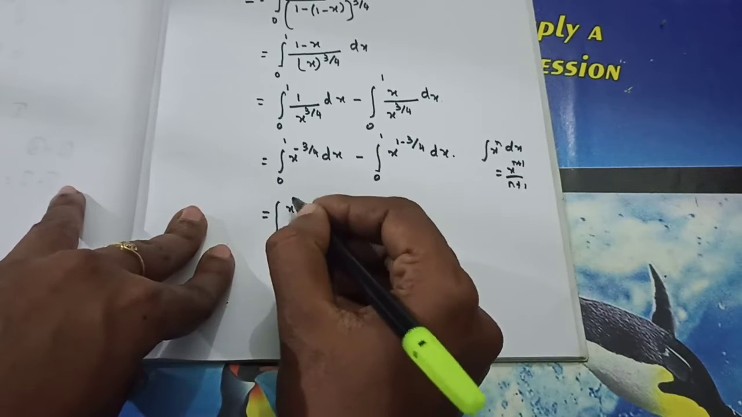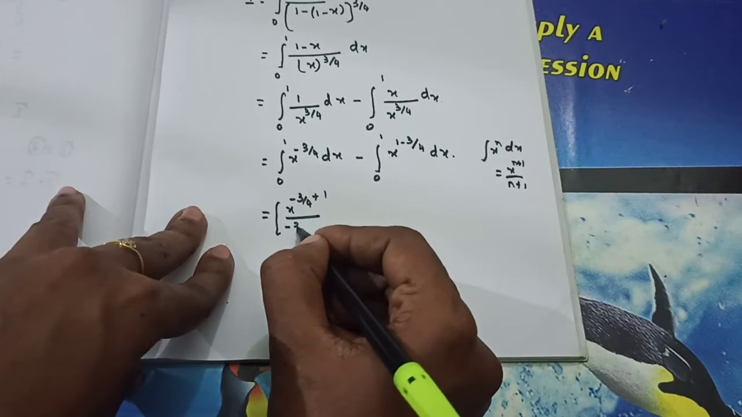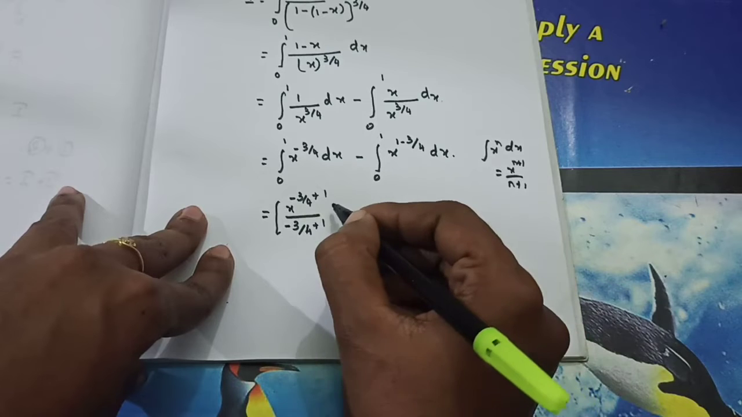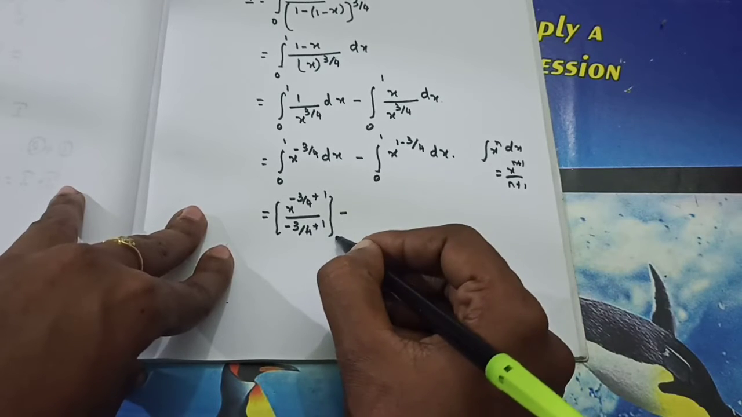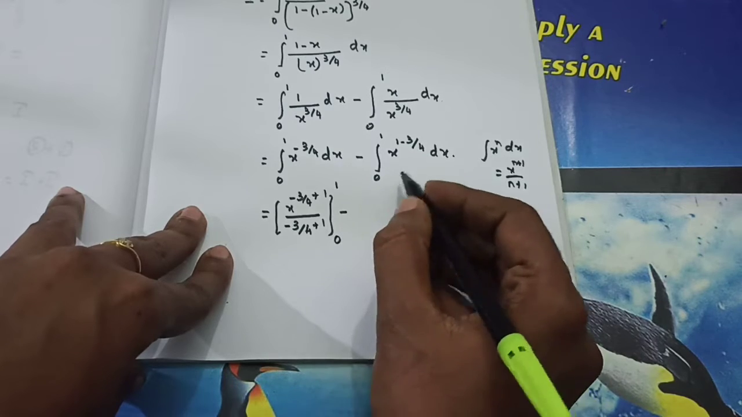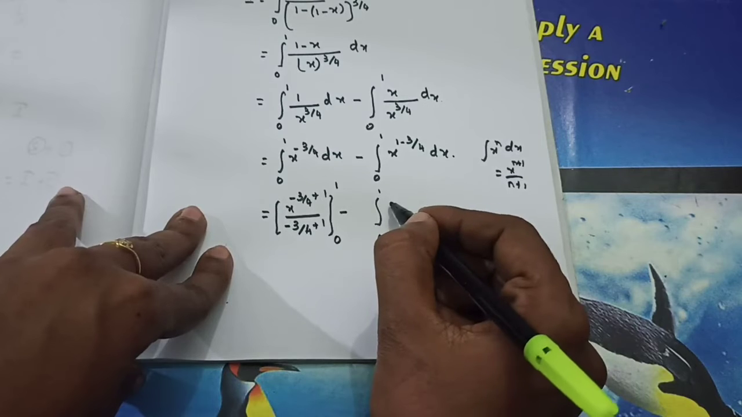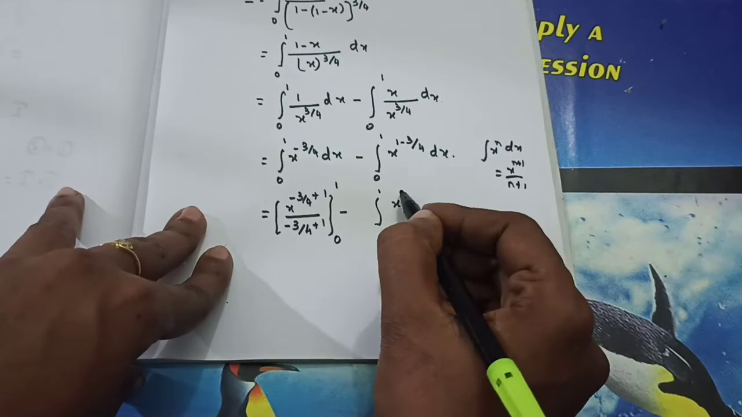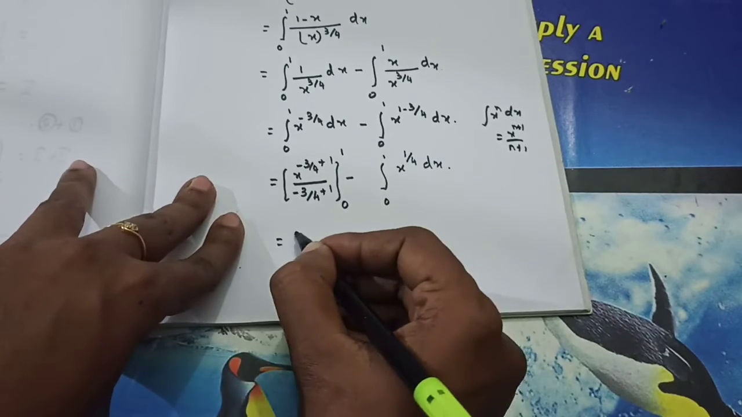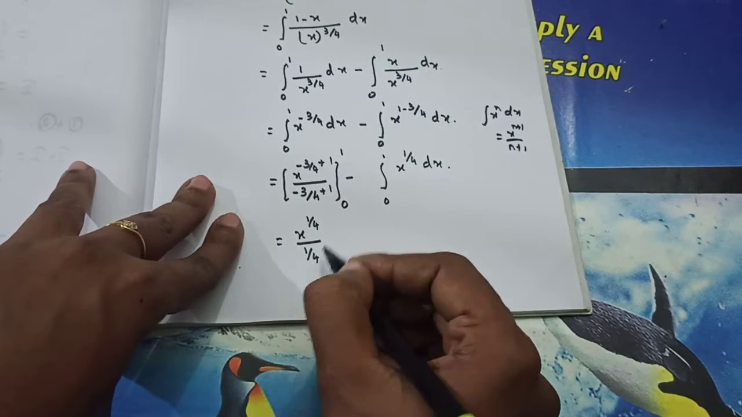So the value is x power minus 3 by 4 plus 1 divided by minus 3 by 4 plus 1, minus, and we will apply the limit afterwards, 0 to 1. So this value also we need to simplify. If you simplify this, you will get integral of 0 to 1, afterwards you will integrate. That is 4 minus 3, is it right? We will get 1 by 4 dx. That's equal to x power, take the LCM, you will get 1 by 4 divided by 1 by 4.